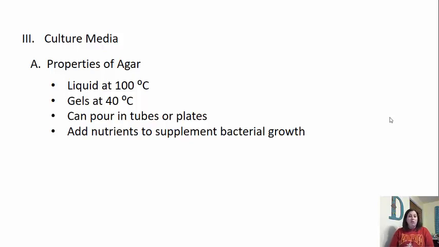So when we look at these nutrients in the agar, we do need to make sure that certain things are present, and this includes a source of carbon, nitrogen, sulfur, and phosphorus. Those have to be present for all bacteria. Now for others, if they're fastidious, meaning they're picky, we may have to add other factors to it in order for them to grow.